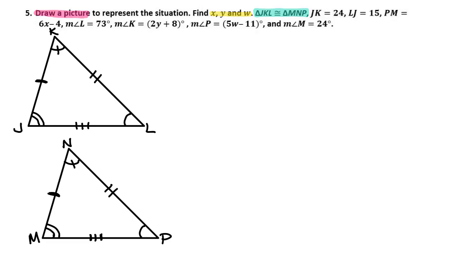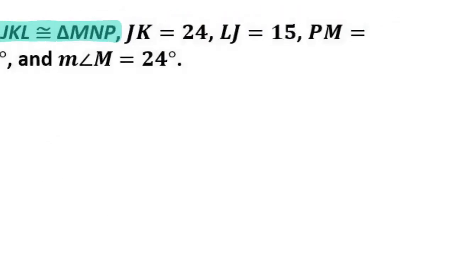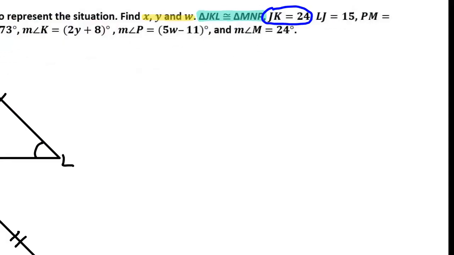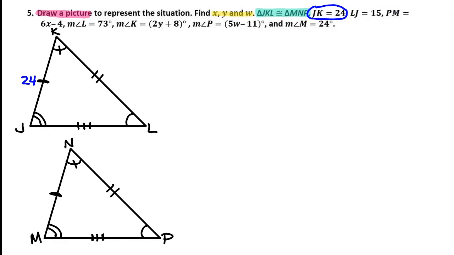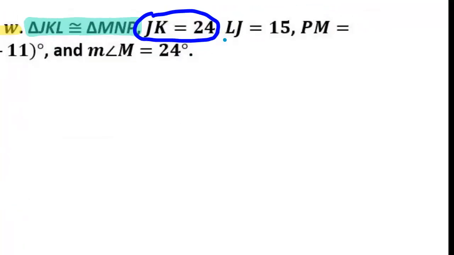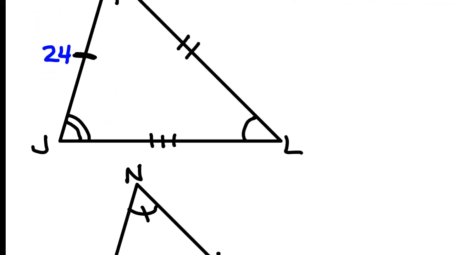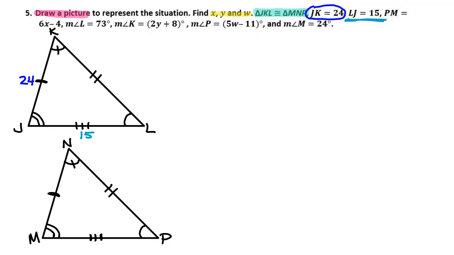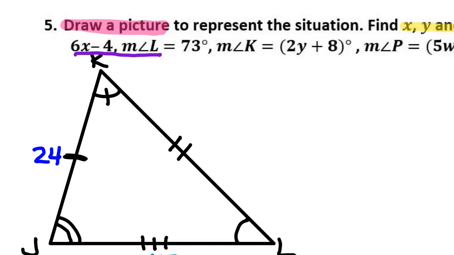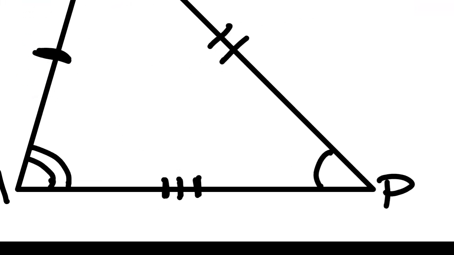So far, so good? All right, draw my picture, mark it all up using that congruence statement. And now I'm going to go through and take these other pieces of information. So like right here where it says JK is 24, I'm going to come over and add that to my picture. JK is 24. It says LJ is 15. LJ down here is 15. PM is 6x minus 4. PM down here, 6x minus 4.